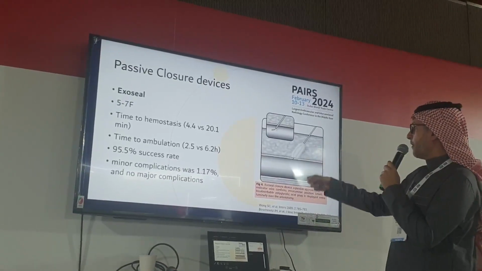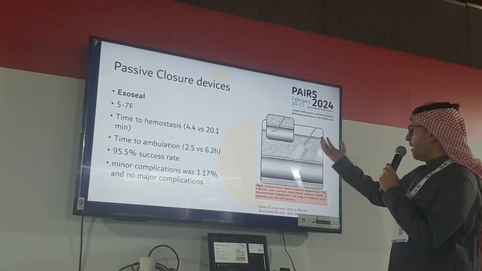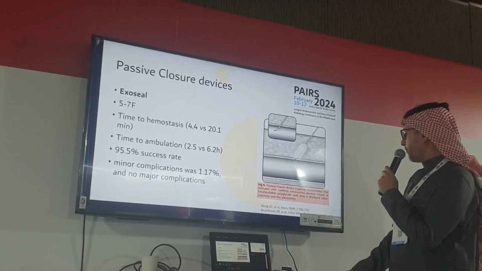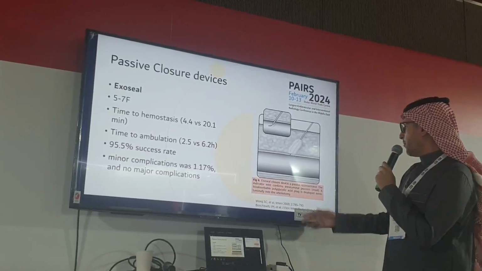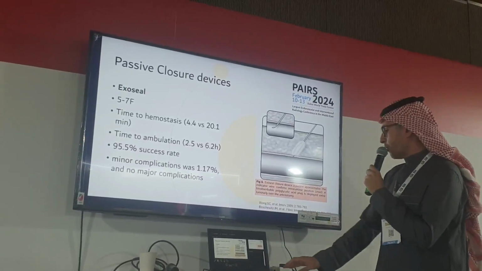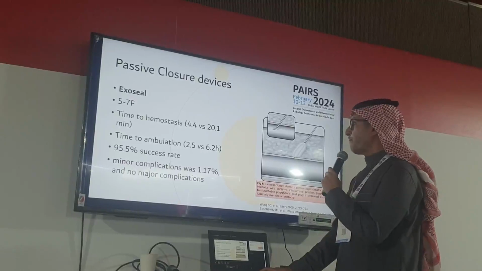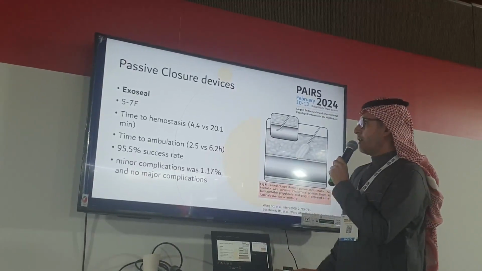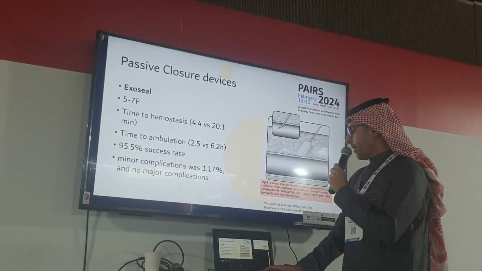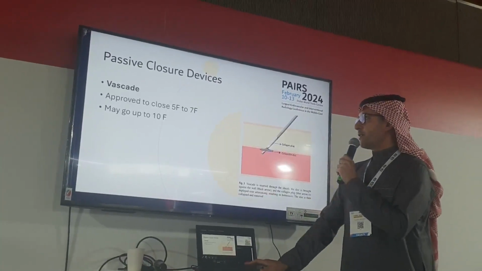Within the wire, you apply the device, you get the blood, and then you confirm your position with the indicator, and then you apply your polyglycolic acid plug. So the time of ambulation is better, and time for hemostasis is quite less compared to manual compression.